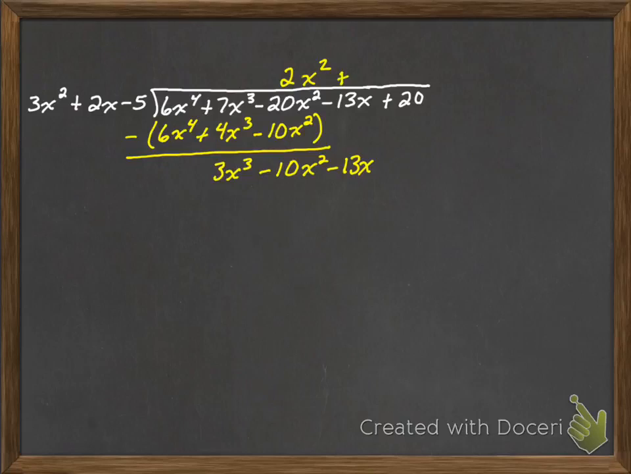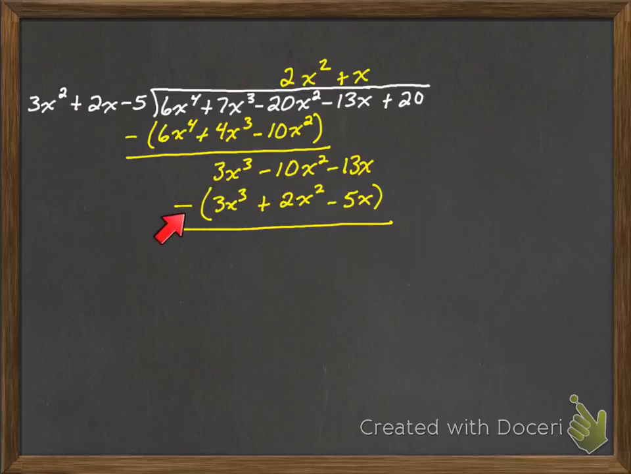The next number up here is going to be a plus x, because x times 3x squared will give us 3x cubed. Then we'll have plus 2x squared minus 5x, parentheses, subtract. The x cubes cancel. Negative 10 minus 2 will give us a negative 12x squared. And this will be a minus 8x. Bring down the last term.